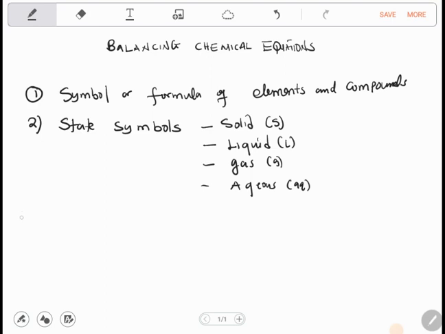Then the other thing that you need to know when it comes to balancing chemical equations is how many atoms are on the right side and how many atoms are on the left side. So you need to know the number of atoms on the right and the left side.